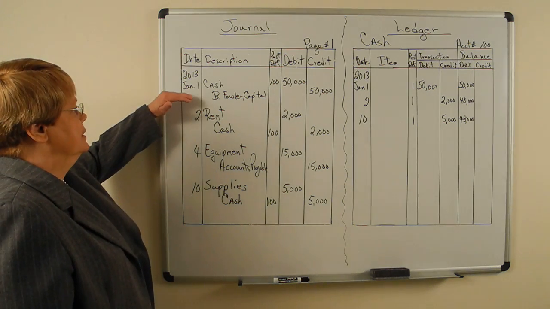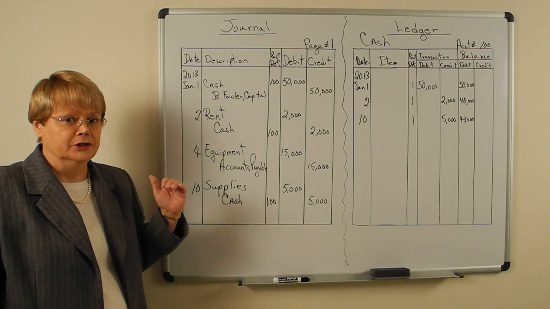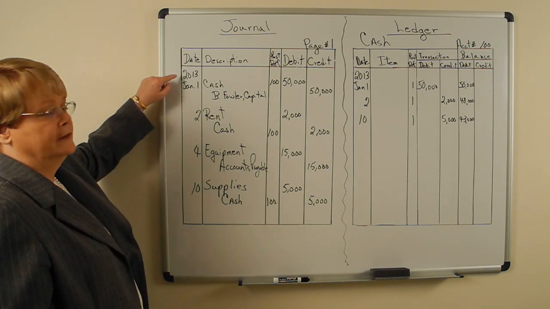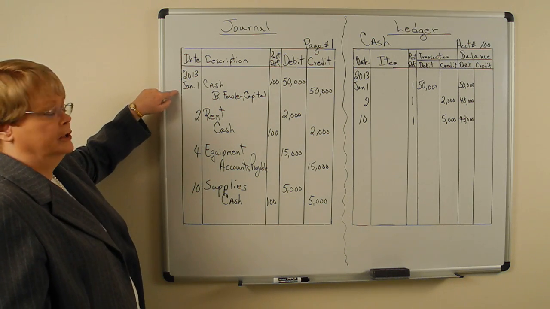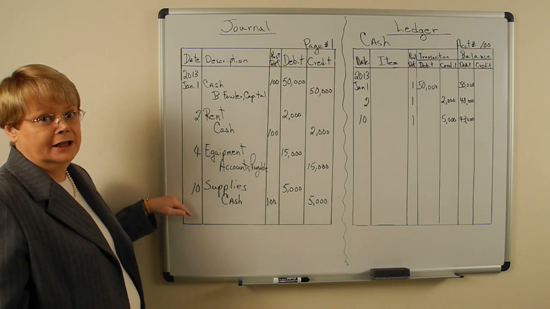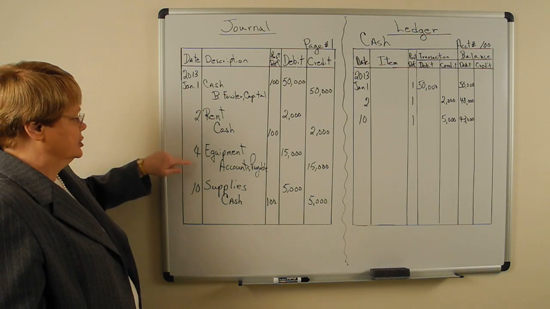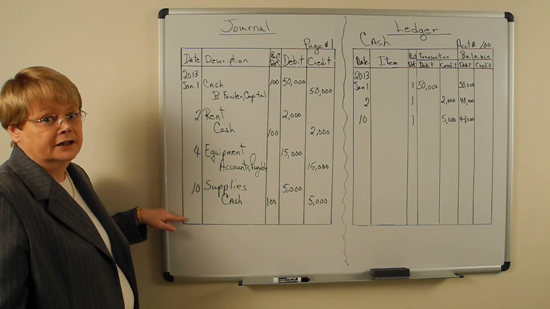You need to put in the date, and at the beginning of each page or until the date changes, you're going to put in the year, then you're going to put in the month. But you don't have to repeat the year and month, as I said, unless it changes. You've got January 1st, January 2nd, January the 4th, January the 10th.